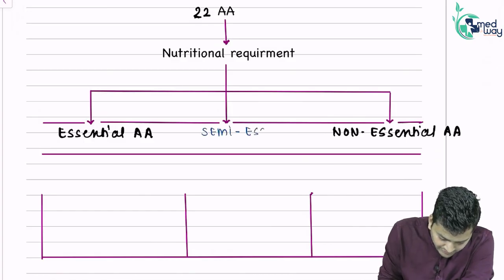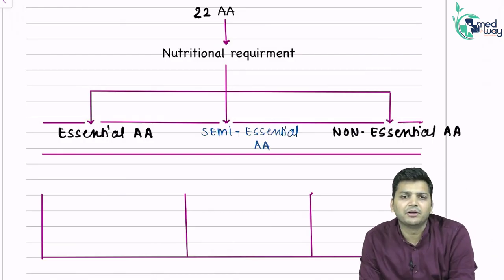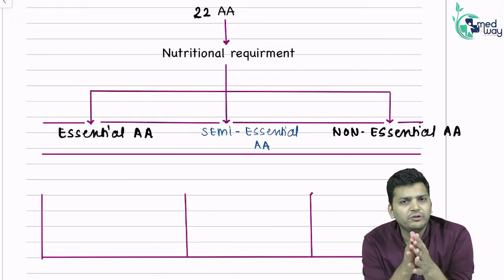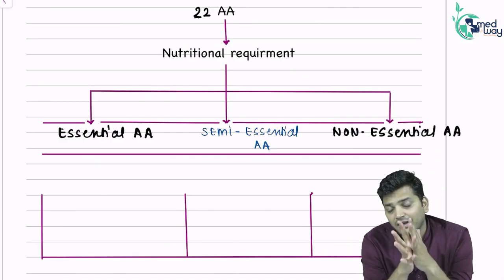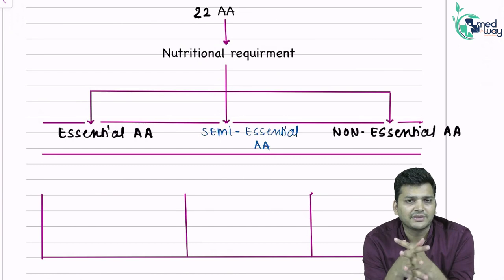In some particular states, they are going to be taken in the diet. That is a semi-essential amino acid. So out of 22 amino acids, there are some which are essential, some which are non-essential, and one that is going to be semi-essential.